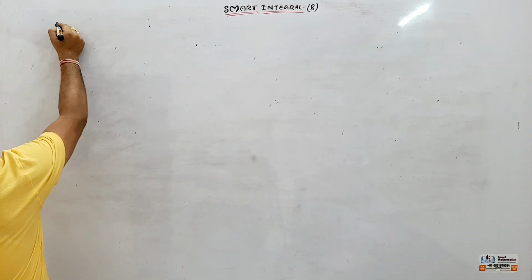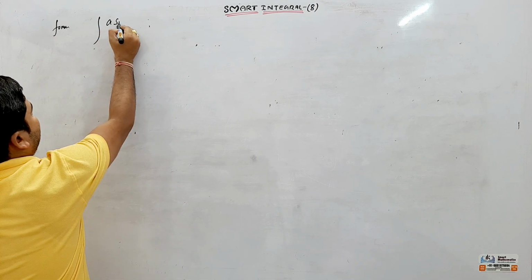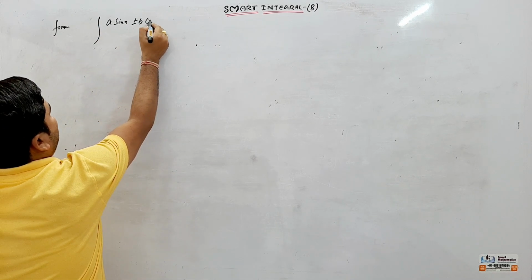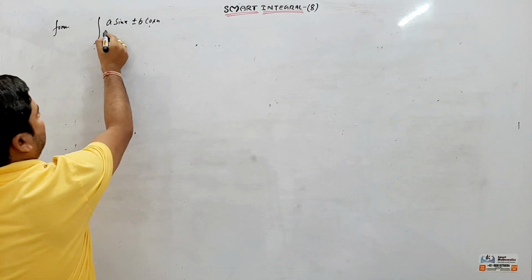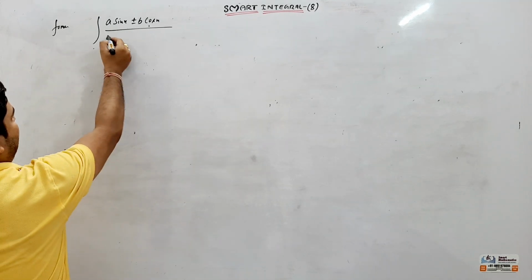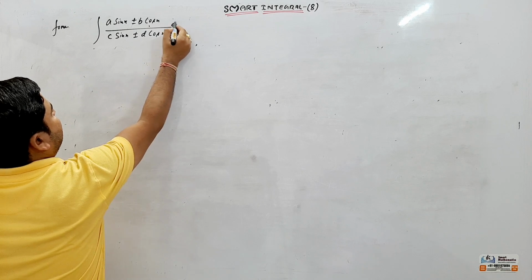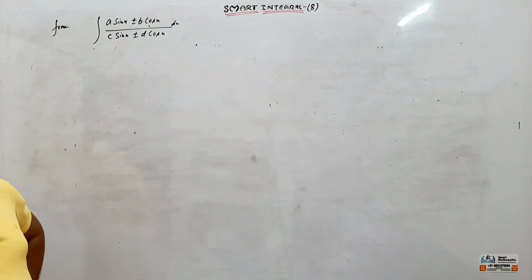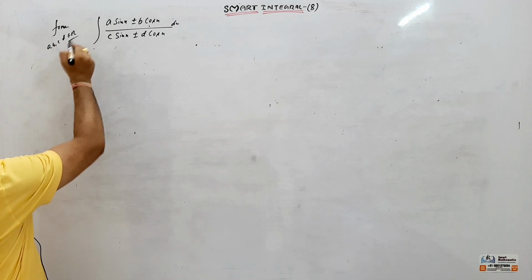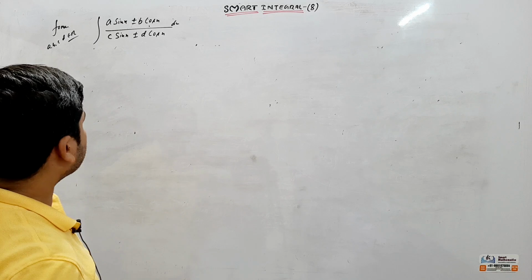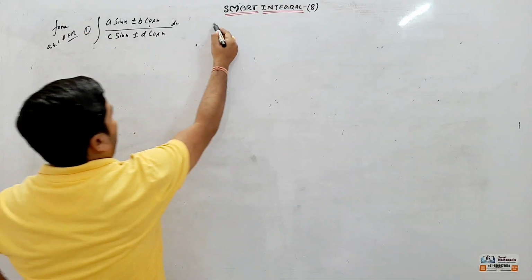If our integration is of the form (a sin x ± b cos x) upon (c sin x ± d cos x), see the form of the integration, where a, b, c, d belong to any real number. Now we have one more form, form number 2.